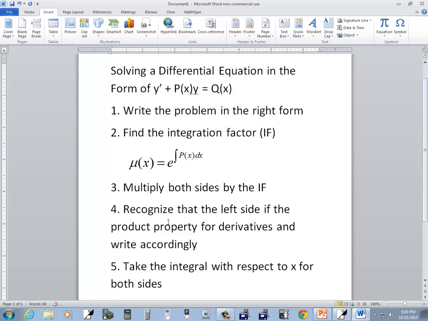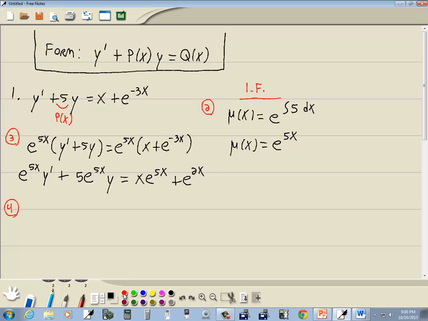Step 4. Recognize that the left side is the product property for derivatives, and write accordingly. Notice here, if I use p's and q's, you might learn different variables. But if this is p, then this would be p prime. And if this was q, this will be q prime.